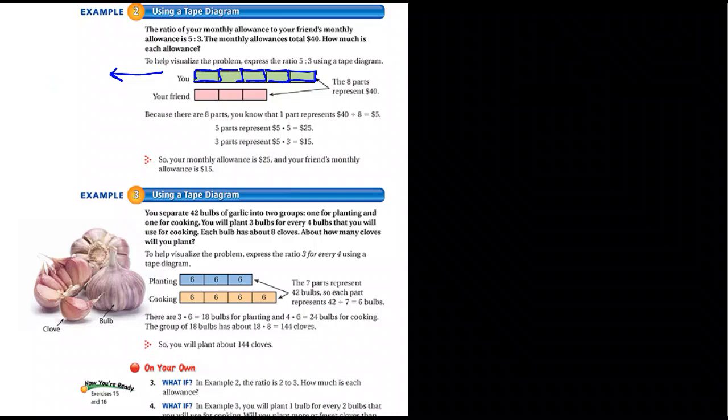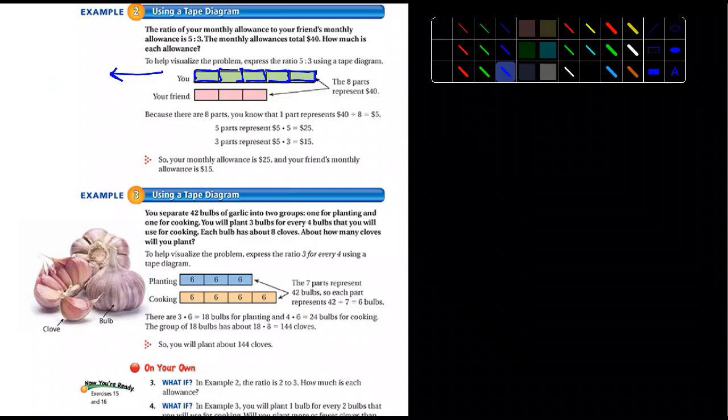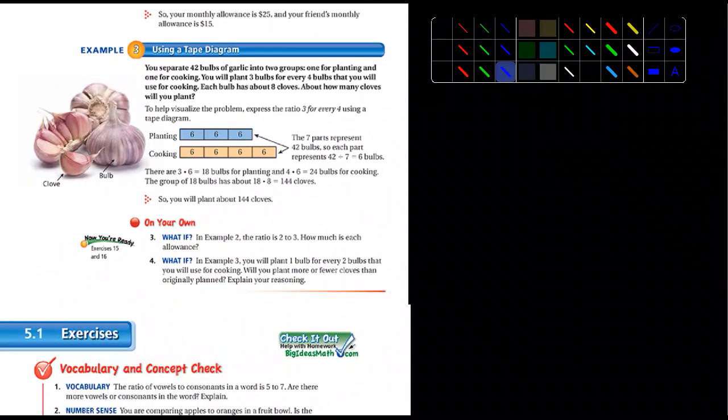Let's see here. Looking at example 3. Use the tape diagram. If you separate 42 bulbs of garlic into two groups, one for planting and one for cooking, you will plant 3 bulbs for every 4 bulbs that you will use for cooking. Each bulb has about 8 cloves. About how many cloves will you plant? Well, if each one has about 8, then you're going to be doing some multiplication there, and they explain it there in the example. The 7 parts represent 42. So each part represents 42 divided by 7, or 6 bulbs.